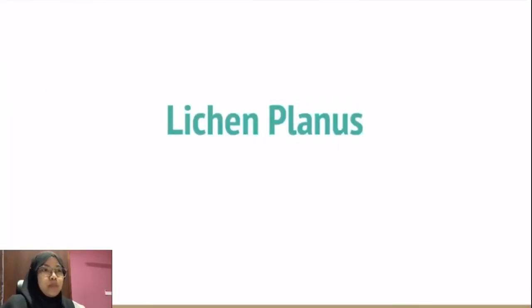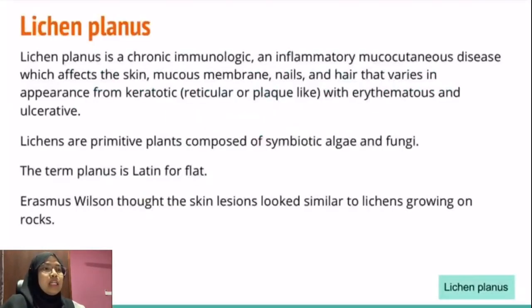Next is lichen planus. Lichen planus is a chronic immunologic inflammatory mucocutaneous disease which affects the skin, mucous membrane, nails, and hair that varies in appearance from keratotic, which is reticular or plaque-like, to erythematous and ulcerative.